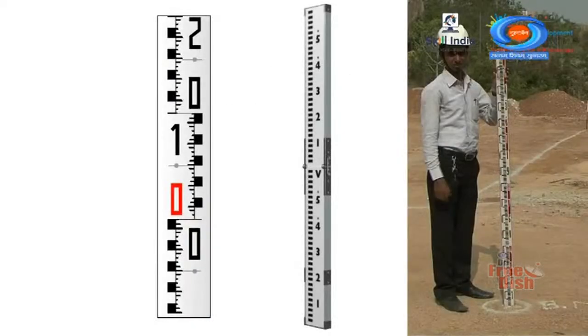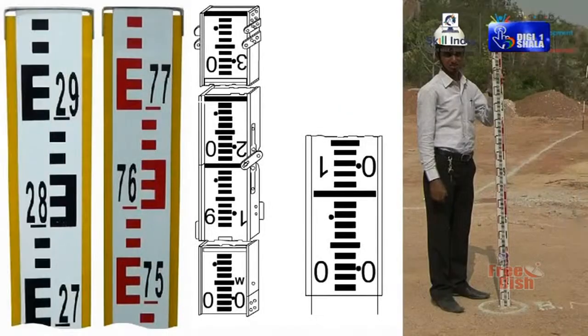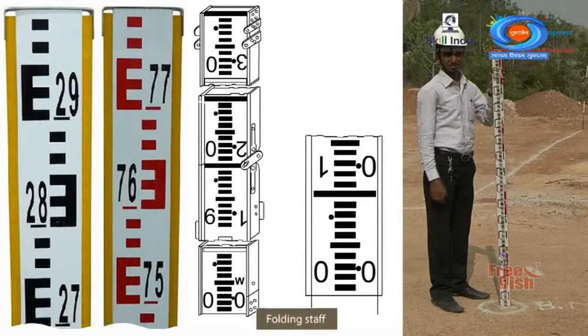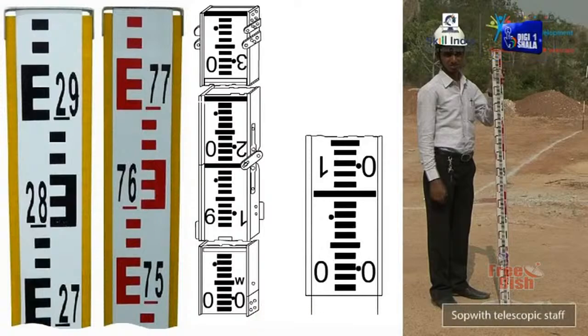There are three types of the self-reading staff. Let us take a look at each of them. The three types of self-reading staffs are solid staff, folding staff, and the Sopwith telescopic staff.